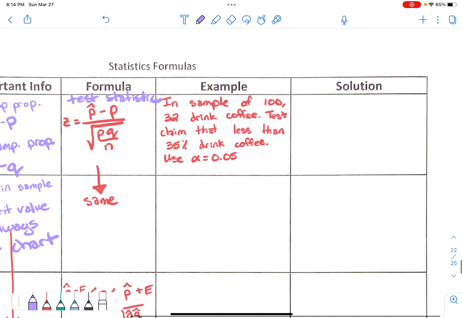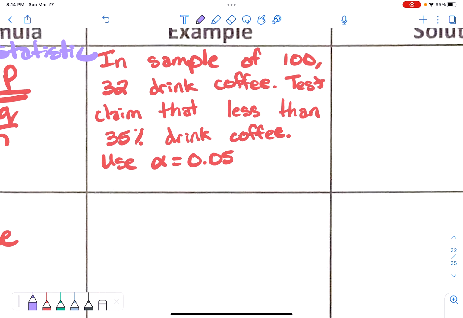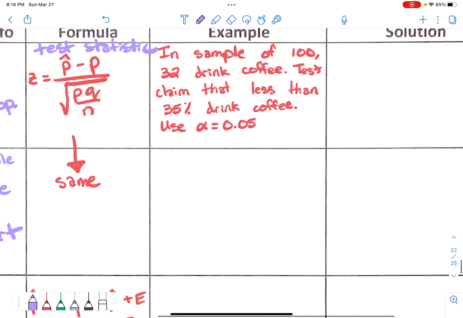All right, this is my example. In a sample of 100, I'm going to start writing stuff down. I'm going to say N equals 100. I'm going to list it off to the side over here. 32 of them drink coffee.